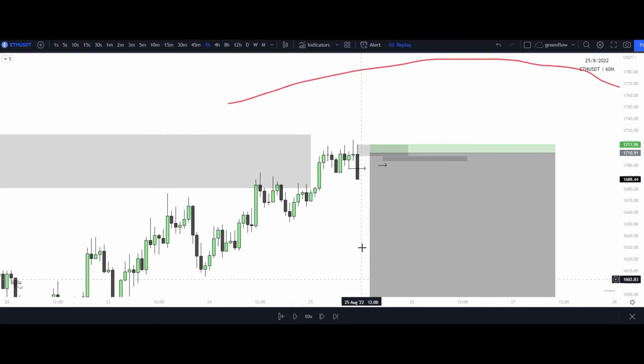Let's play this out. We get a displacement candle to the downside. Where is your candle before that candle that broke that structure point to the downside? Where is it presented? Right here, right? Your higher time frame supply zone.